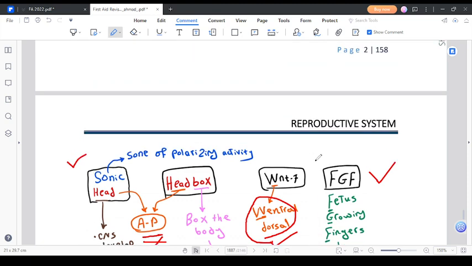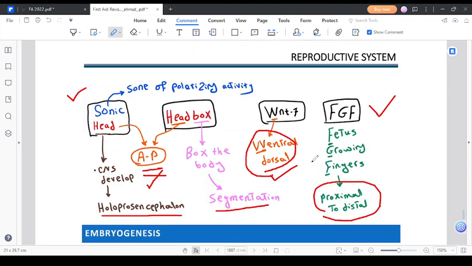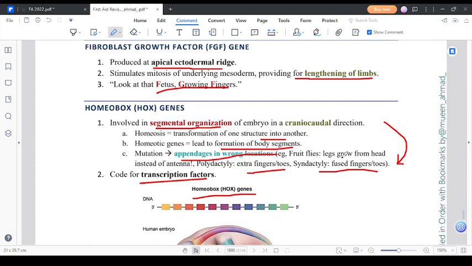So if you want to remember only one thing in everything which we have studied till now, remember this table: sonic hedgehog and Hox or homeobox are for the anteroposterior axis growth of the body. Sonic hedgehog is present in the zone of polarizing activity. That also helps in the CNS development, and if that is damaged, there will be holoprosencephaly. And Hox is the box of the body and causes segmentation. WNT is for the ventral dorsal growth, and FGF is for the proximal to distal growth.